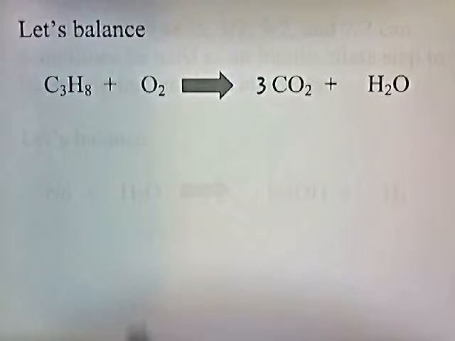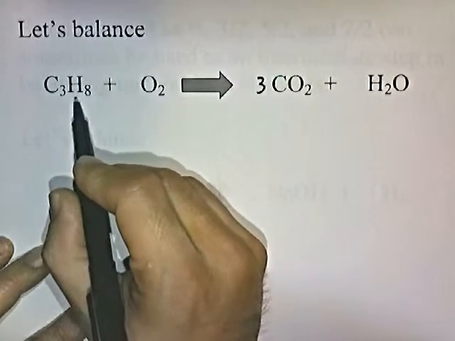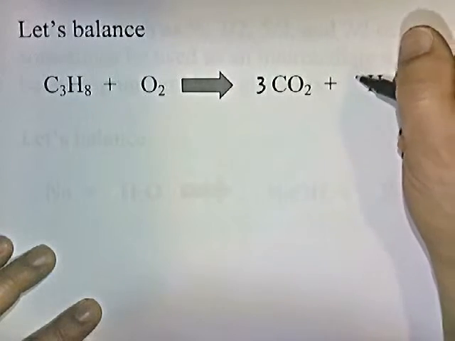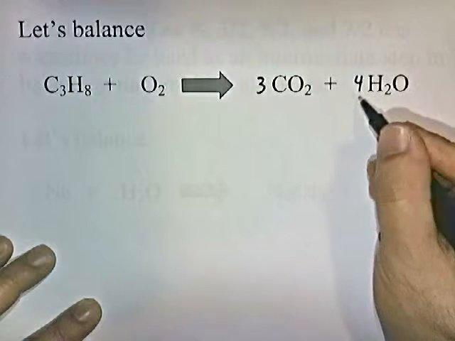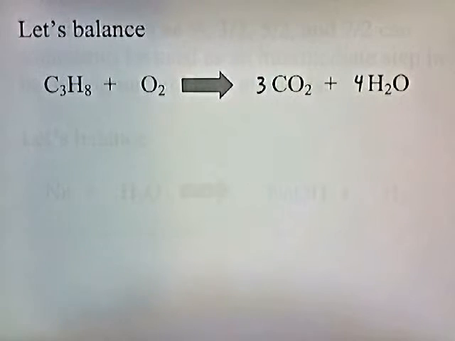Next, let's put a 4 in front of the H2O right here. So if I do that, see we have 8 hydrogens right here. If I put a 4 right there, 4 times 2 gives me 8 hydrogens right there. So the hydrogens are now balanced.